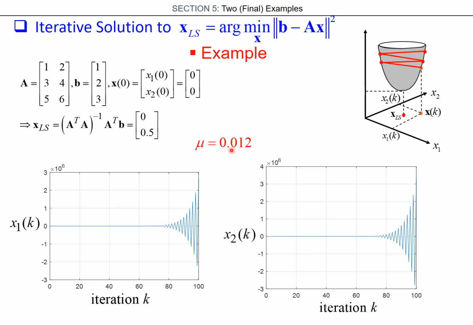What happens if I go to mu equals 0.012? So 0.01 was fine. After 1,000 iterations we found the true value, but if I increase it only slightly to 0.012, you can see what happens. Look, this is 10 to the 6. x1 and x2 go unstable. So you've got to be careful how you choose mu.